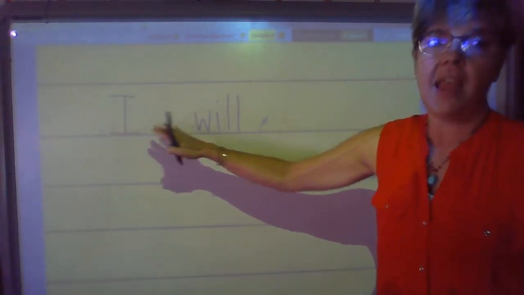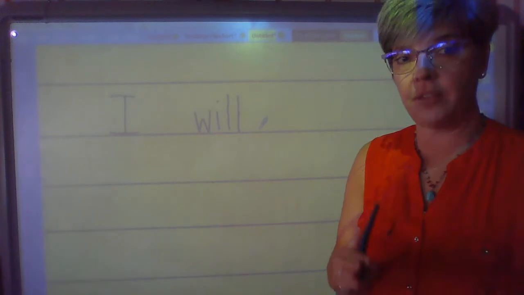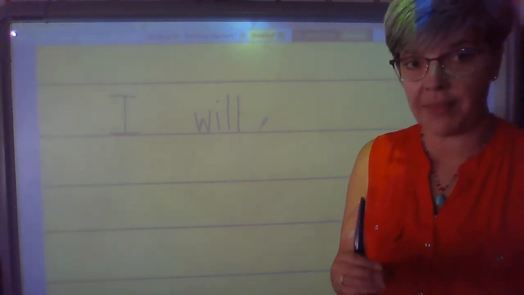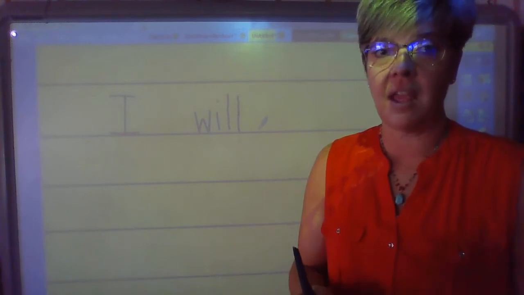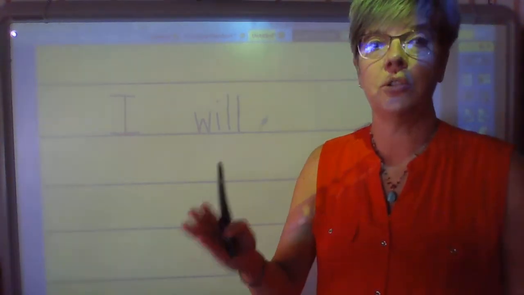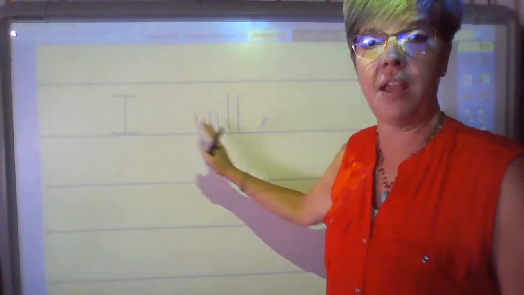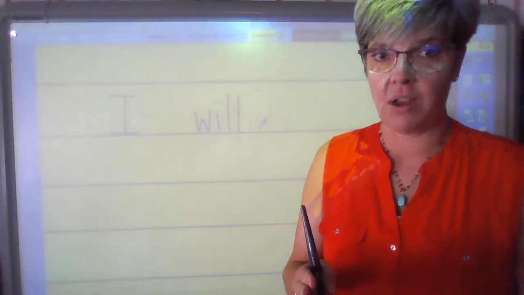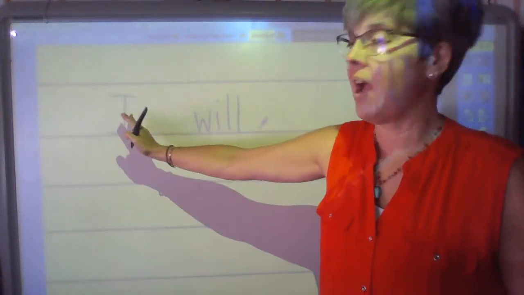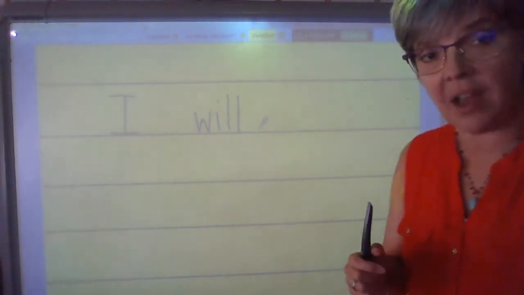So I and will are two short words that can be put together to make an even shorter word, and that's a contraction. For example, you might say, I will do my homework. Then you're using two separate words, I will. But you could say, I'll do my homework. So you can take I will, put them together, and make the contraction I'll.